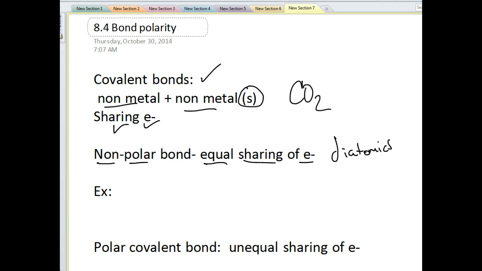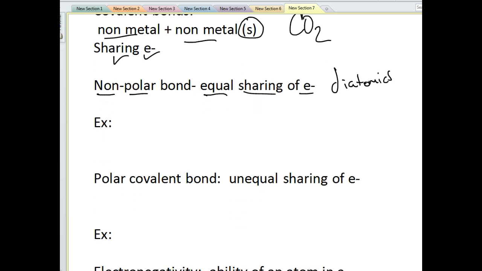So let's say we have diatomic chlorine gas, and we were to draw the Lewis structure of this. This would be our chlorine atoms with one single covalent bond in between the two. And these guys are going to share their electrons equally. There's not going to be any one chlorine that's going to pull those electrons closer to its nucleus than the other chlorine. And we'll talk about why that is in a moment.